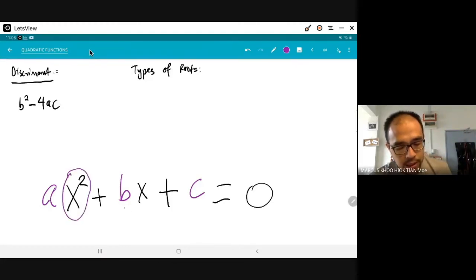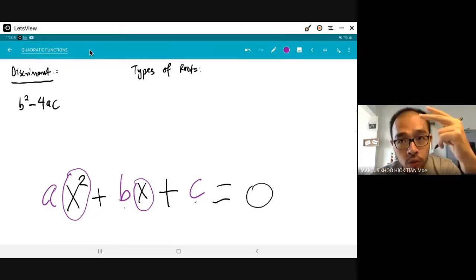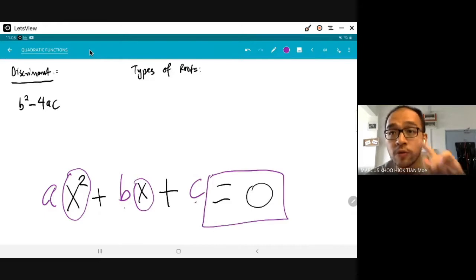But the most important thing that you should know is that the a is stuck with the x squared. The b is whatever is stuck with the x, and the c is whatever doesn't have x at all. It can be any letter, any number, or even a combination of letter and number. So the number one thing is that. Number two, make sure that your quadratic equation is always equal to 0 before you find the a, b, and c. Because if it never equals 0, you will not know what the a, b, and c are.